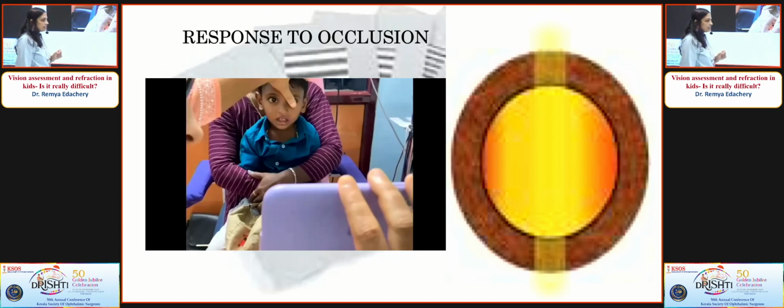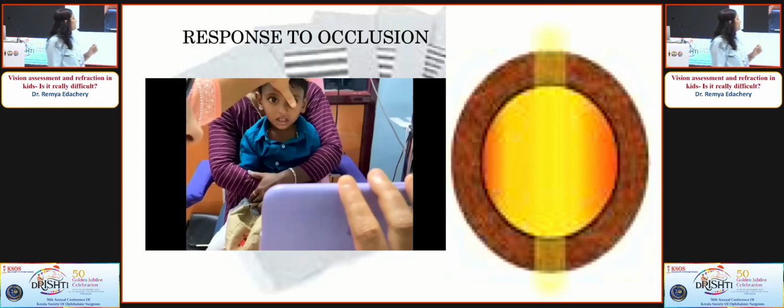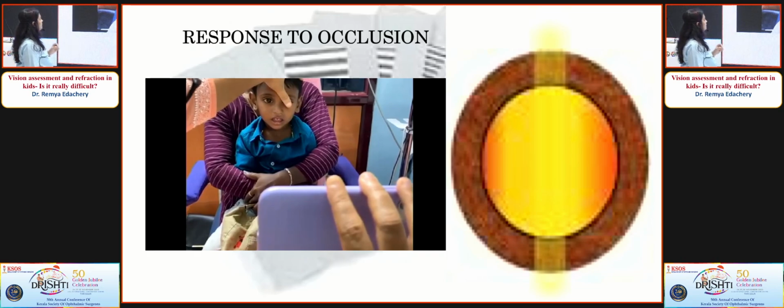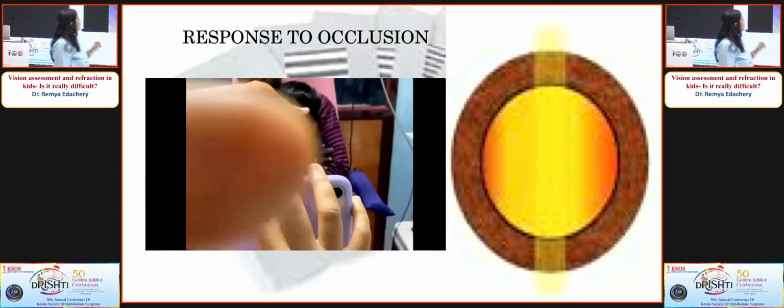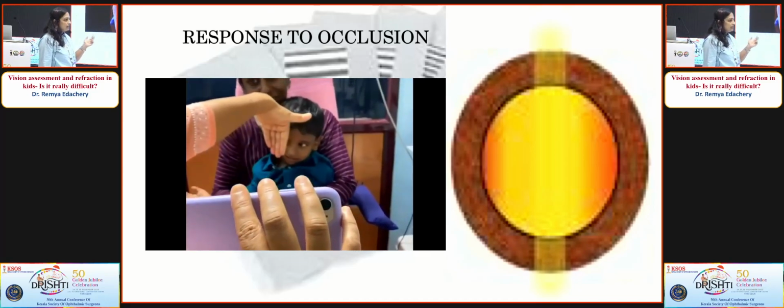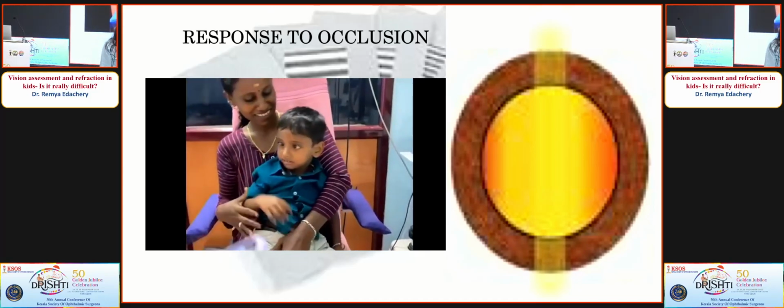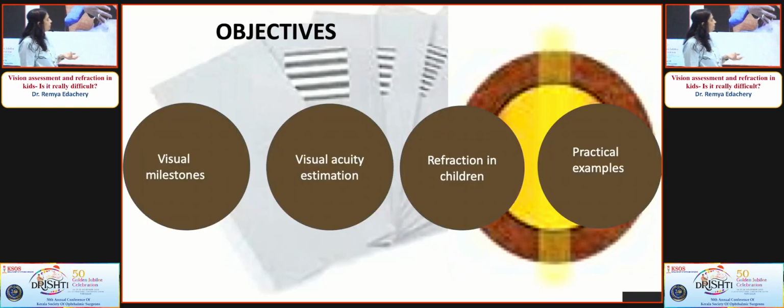Then another is response to occlusion. This is also a rough estimate. In this child, you can see the child is fixing with the right eye when I cover the left eye. But when I cover the right eye, the child is resisting occlusion. That means that the child has a very poor vision in the left eye.